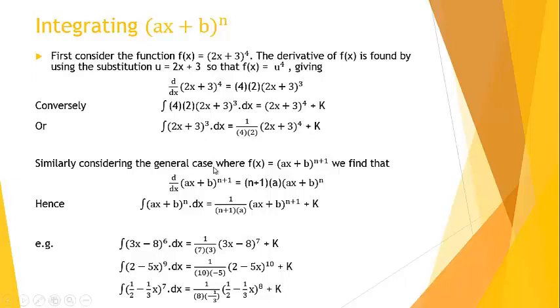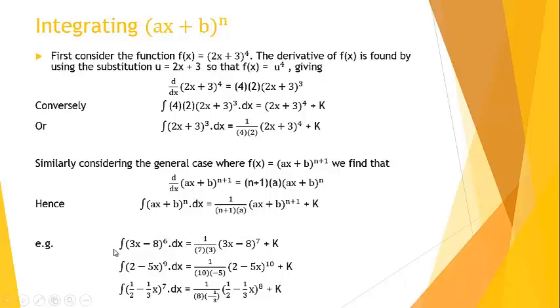Similarly, considering the general case where f of x equals (ax plus b) to the power of n plus 1, we find that integration of (ax plus b) to the power of n plus 1 with respect to x would give us (n plus 1) times (ax plus b) to the power of n. Hence, the general formula for the integration of (ax plus b) to the power of n with respect to x would give us 1 over n plus 1 times (ax plus b) to the power of n plus 1 plus k.